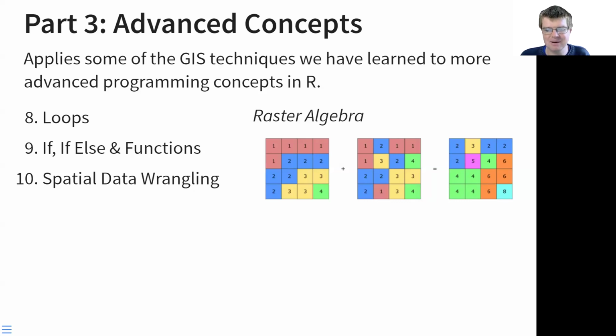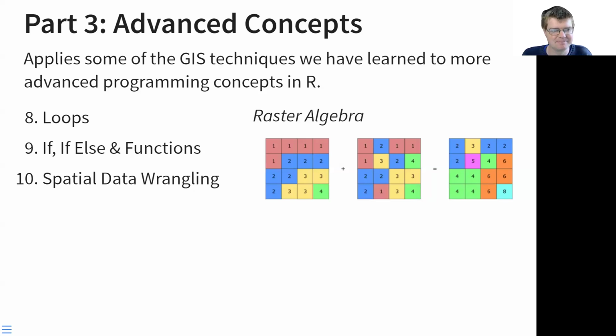And we also talk a bit about spatial data wrangling. So how do you get spatial data into the form you want, both using vector data and raster data. We also talk a little bit about how we work with the dplyr and the tidyverse libraries as well.